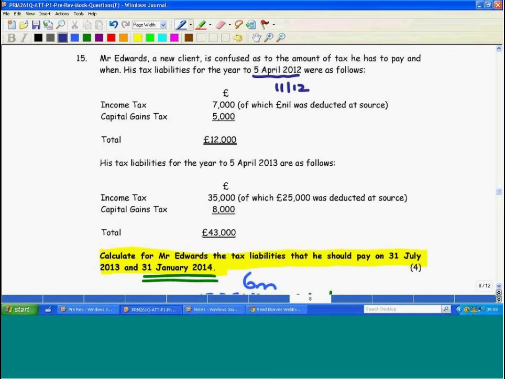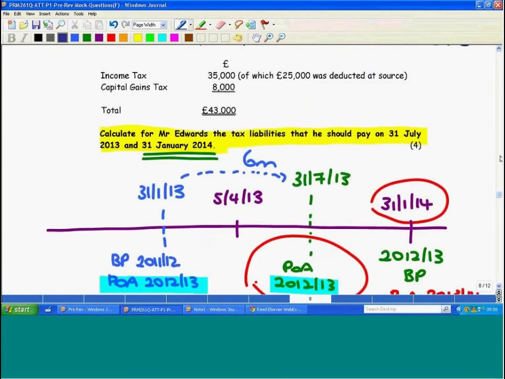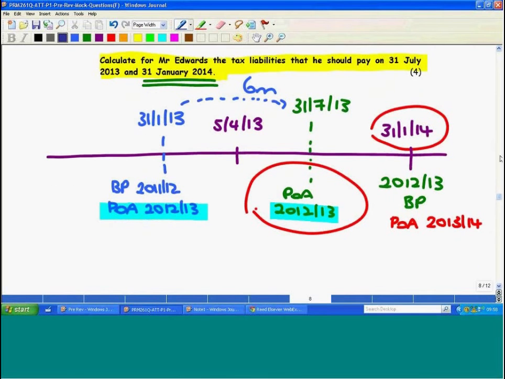Now income tax, so this is where we're going to make that balancing payment of £7,000, but what we're also going to have to do towards 2012-13 is we're going to take that £7,000 and we're going to have to take 50%, and these will become our payment on account for the next tax year. Now if I just add that on to my little timeline, so what we would do is pay $3,500 on the 31st of Jan 13.